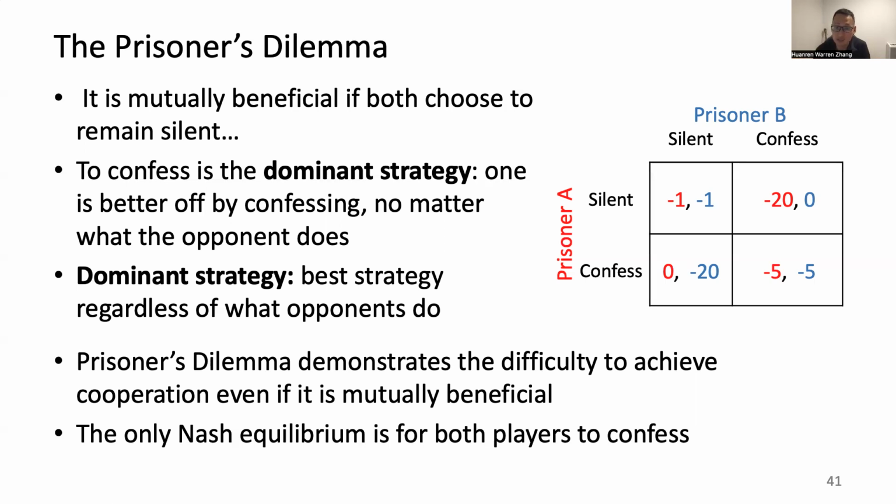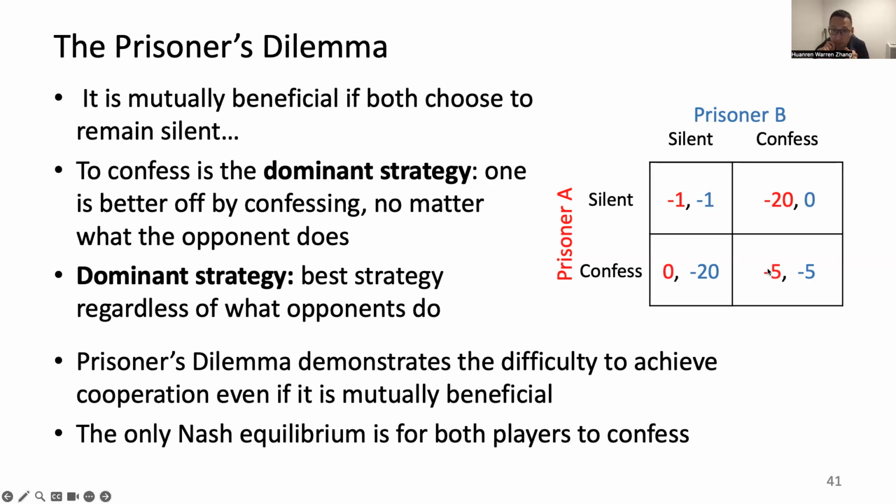Here it means that you have a dominant strategy, meaning regardless of what the other player does, it's best for you to choose to confess. The same reasoning applies for prisoner B. Now, if both players choose their dominant strategy to confess, they end up in this outcome: each of these players would serve 5 years in prison.